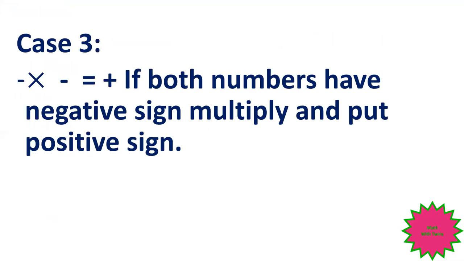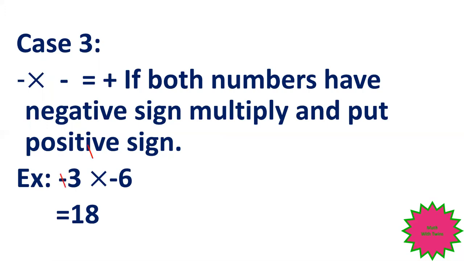Case 3. It says that the product of two negative numbers is positive. In the multiplication of two negative numbers, what we need to do is multiply and put a positive sign. Example, minus 3 into minus 6. That time it will give us 18. That is, we multiply 3 into 6, which gives us 18, and then put a positive sign in front of our answer.